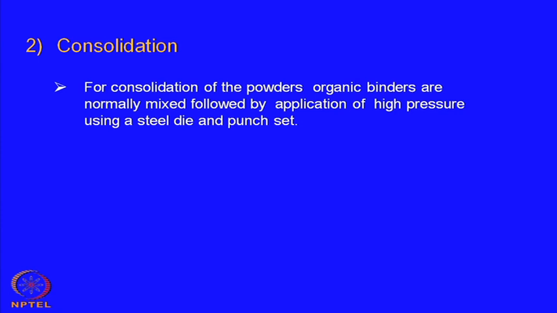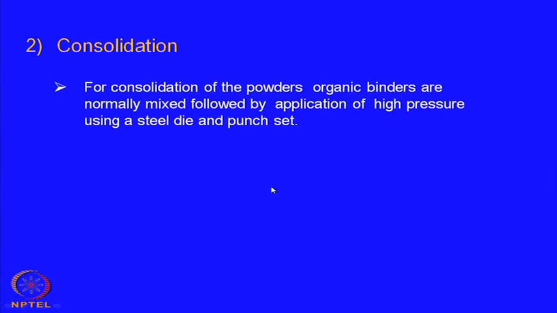At room temperature, whatever you do is actually green processing, and the shapes which you get at room temperature are called green ceramics. In green ceramics, the powder cannot be loose; the particles have to adhere to each other, and to facilitate that you add some organic binders. They are mixed, followed by application of high pressure using a steel die and punch.